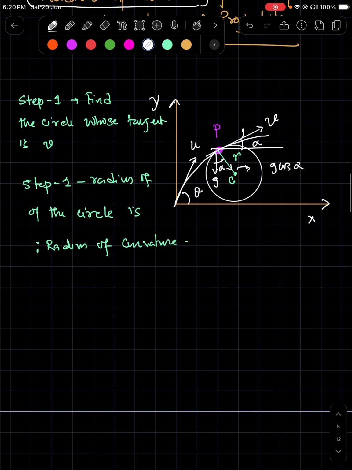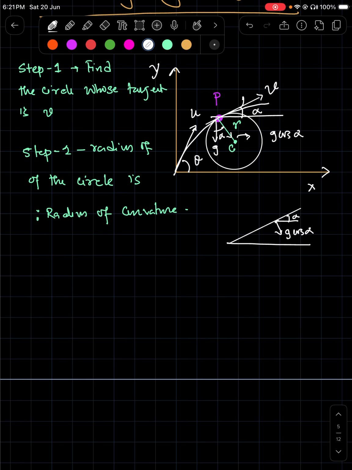If you have any problem understanding why it is alpha, you can understand that from the inclined plane problem. If this angle is alpha, then the component of G perpendicular to the plane is G cos alpha. The same thing is happening here. So G cos alpha is the radial acceleration in the sense that it is directed along the radius of the circle.